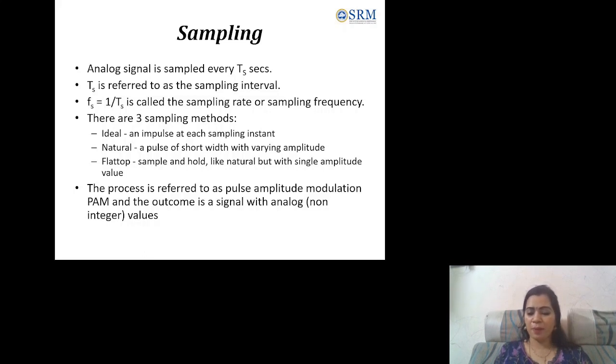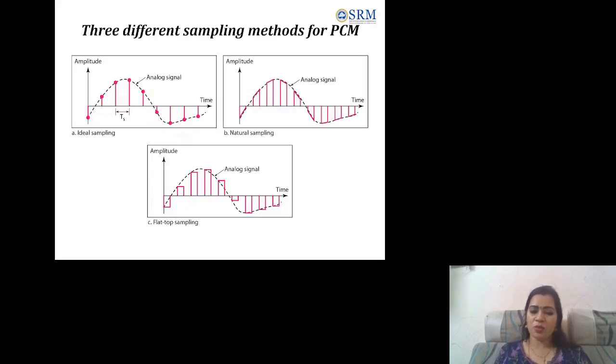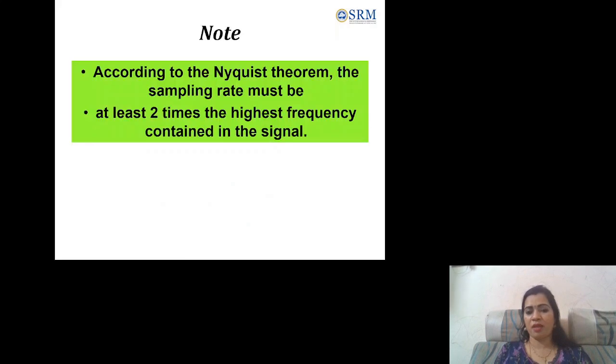Finally, flat-top sampling. In comparison to natural sampling, flat-top sampling can be easily obtained. In this sampling technique, the top of the sample remains constant by using a circuit, and this is one of the most commonly used techniques. This technique can also be referred to as pulse amplitude modulation, or in short, PAM.